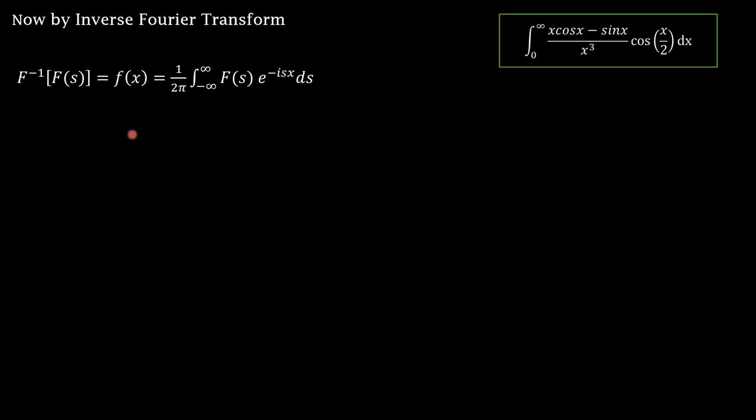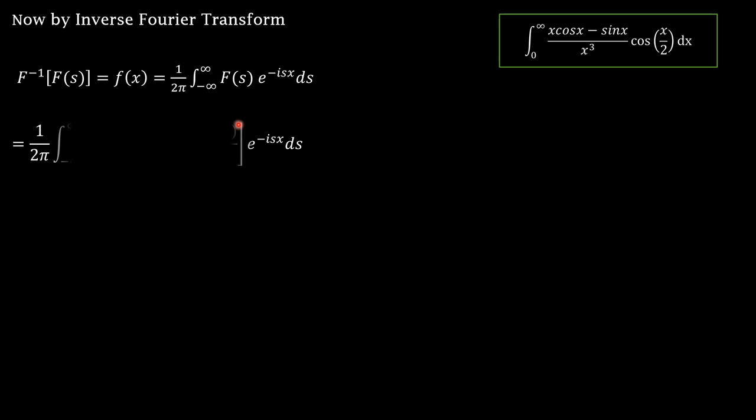Now analyzing the second part of the question, students, they have asked you to find the integral value of (x cos x minus sin x) by x cube into cos of x by 2. So using the inverse Fourier transform for it, from the definition, f inverse of f of s is given by 1 by 2 pi integration of f of s into e to the power minus isx ds, where s is varying from minus infinity to infinity.